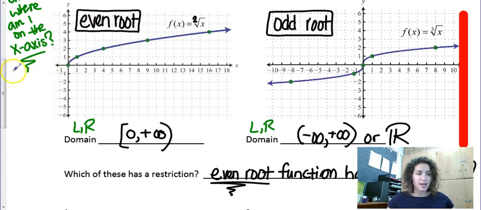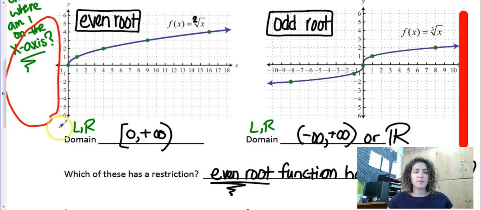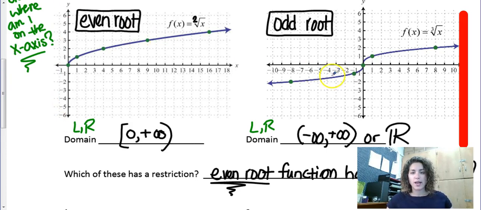And if I notice, the graph does not continue over here. So no x values from this side are okay. That's what we mean by a restriction. Not all values of x are possible. But when I go look at the odd root, this is going to go to negative infinity forever and ever, and positive infinity forever and ever. No restriction. All x values are possible for these odd root functions. On the other hand, if I look one more time at the even root, notice I clearly have a restriction. No x values from this side are possible.